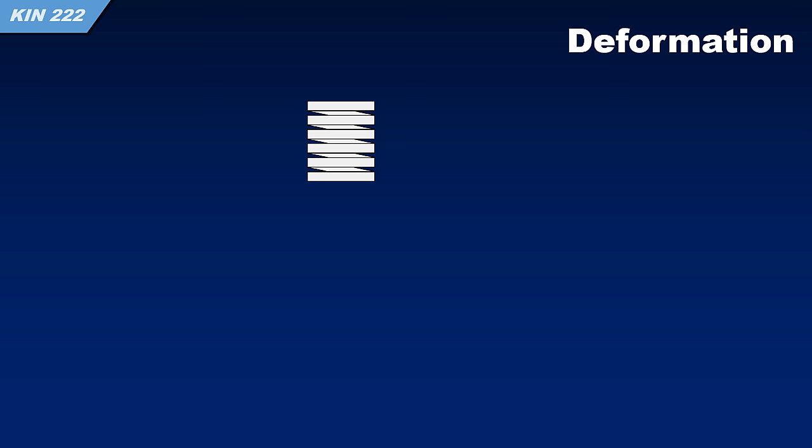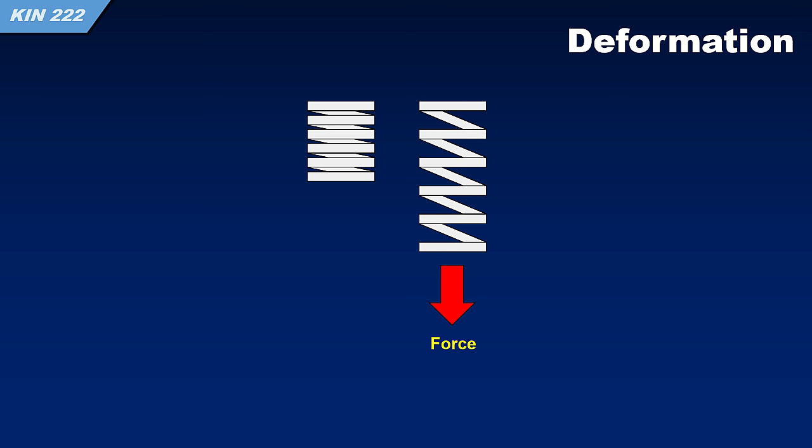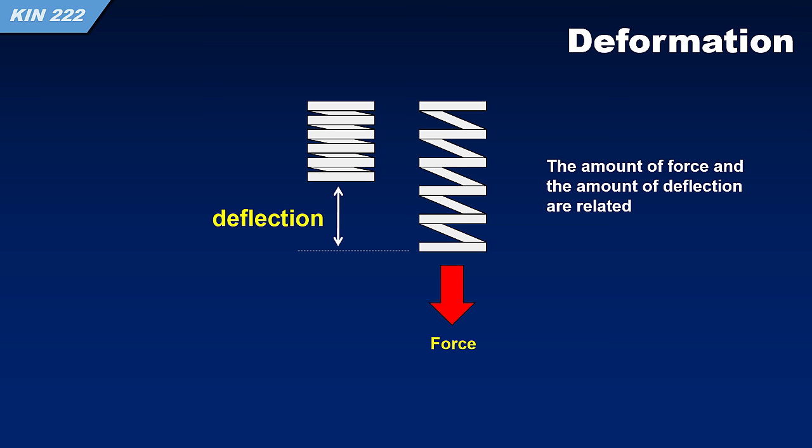Now, in most of what we're doing, we're going to be talking about rigid bodies, but when we're measuring forces, we're actually depending on the fact that everything is not rigid. So I've got a picture of a spring there, and if we apply a certain amount of force to that spring it will stretch. We'll call the amount that it stretches the deflection. And it turns out that the amount of force that it takes to deflect a spring, the deflection and the force are related in a pretty constant way.